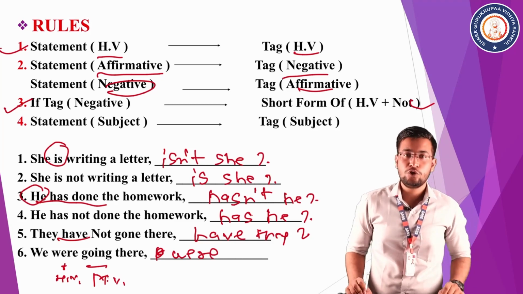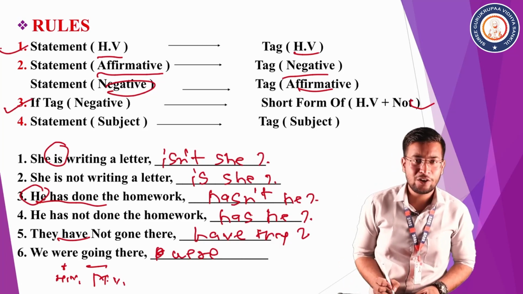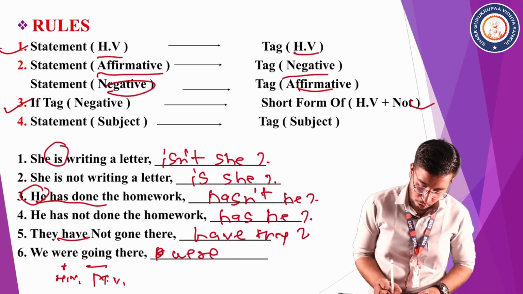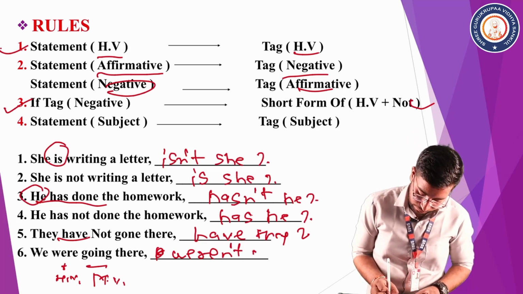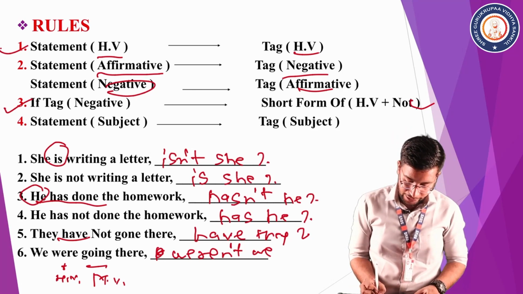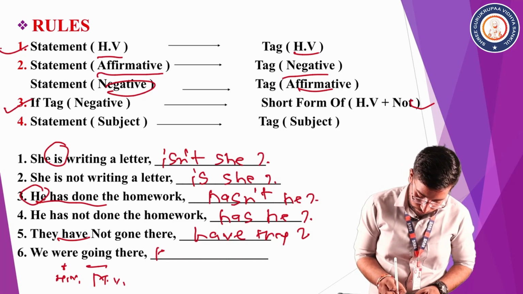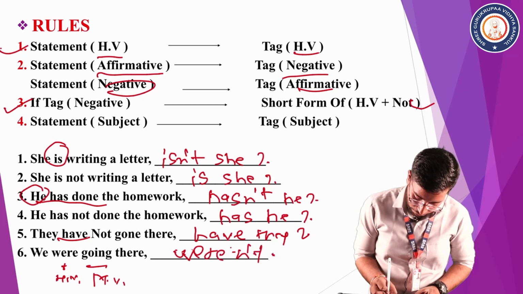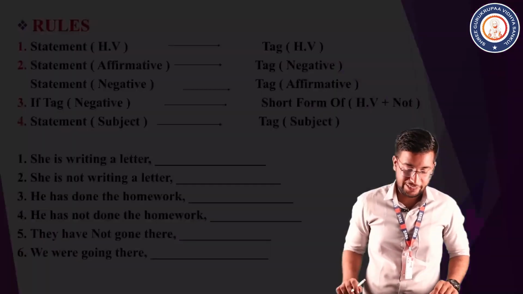Then, if affirmative, we have to make a negative tag. So it will become were not or weren't. Yes, it will become weren't. And last we have to use the subject, so it will be weren't we. I think it is very much clear to you until now. I think it is clear to you.